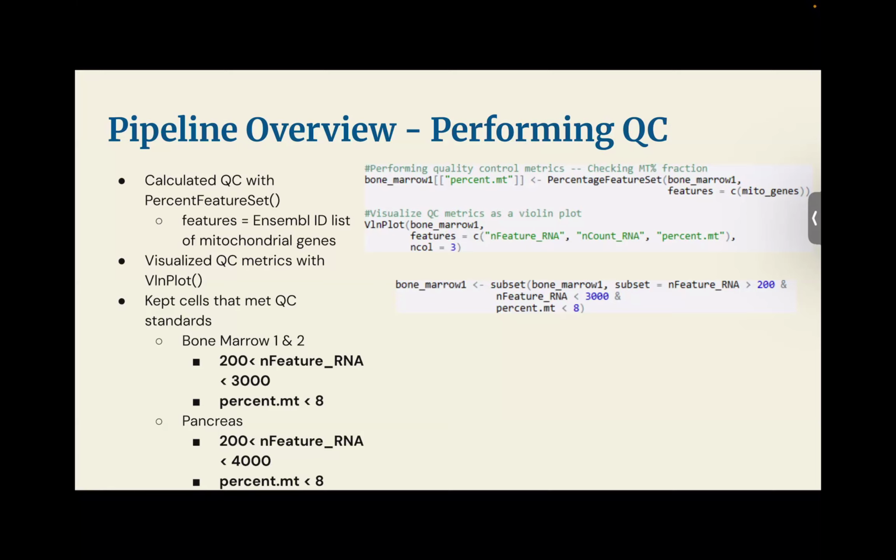I then visualized the quality control metrics with a violin plot and kept cells that met my quality control standards. For bone marrow 1 and 2, I kept cells with between 200 and 3,000 nFeature RNAs and less than 8% mitochondrial. And for the pancreas dataset, I decided on between 200 and 4,000 nFeature RNAs and less than 8% mitochondrial.